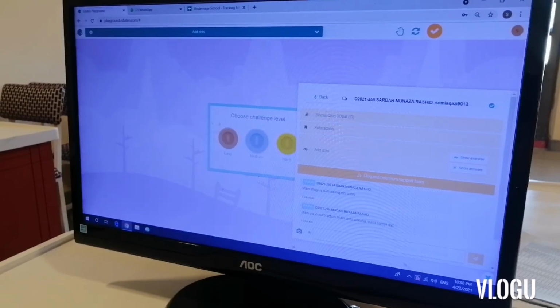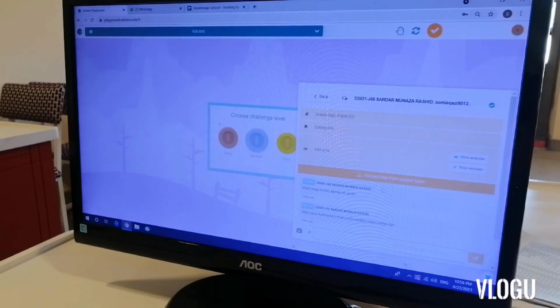Munazza Rashid wants help with a game called Add Dots. She says she does not understand it. Please write in English, as the Edutainment team, who are the experts of this software, can also help you.